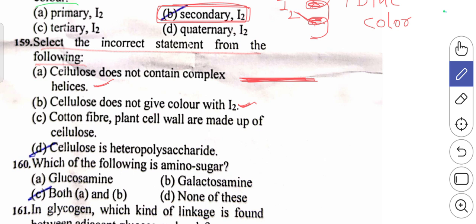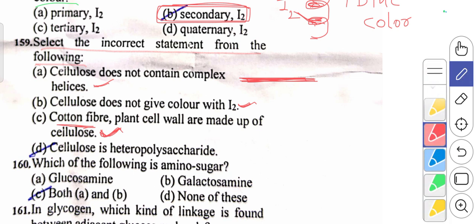Then C, cotton fiber and plant cell wall are made up of cellulose. So it is also true. All plant cell walls are formed from cellulose, and also the cotton fiber which we see is mainly formed by cellulose.